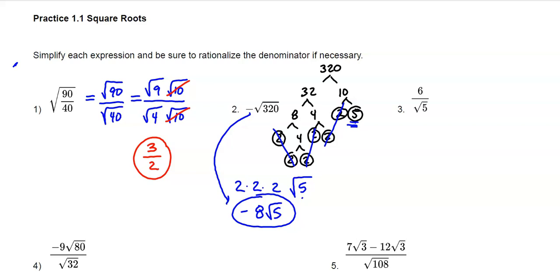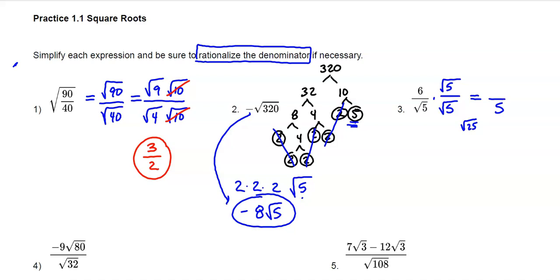Number 3, I can't really break down that radical 5, but I am not allowed to have a radical in the bottom of a fraction. So I need to rationalize the denominator. So in the notes, we basically took that number and multiplied it over itself. Because the square root of 5 times the square root of 5 is just 5. There's a medium step, the square root of 25, but it just turns out to be 5.